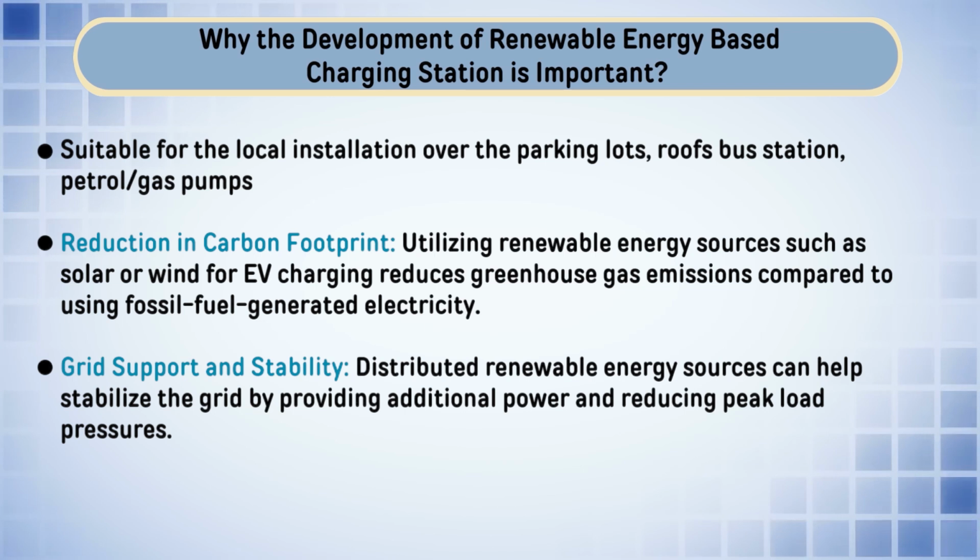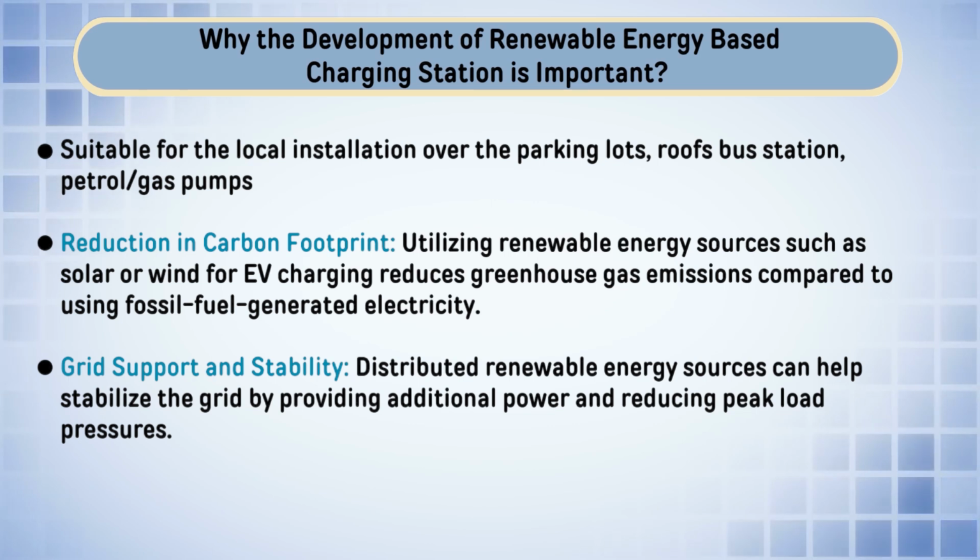Grid support and stability. Distributed generation can help stabilize the grid by providing additional power and reducing the peak load demand. Whenever there is peak load demand, we can take power from these resources, and they are also helping to maintain the grid voltage and frequency.